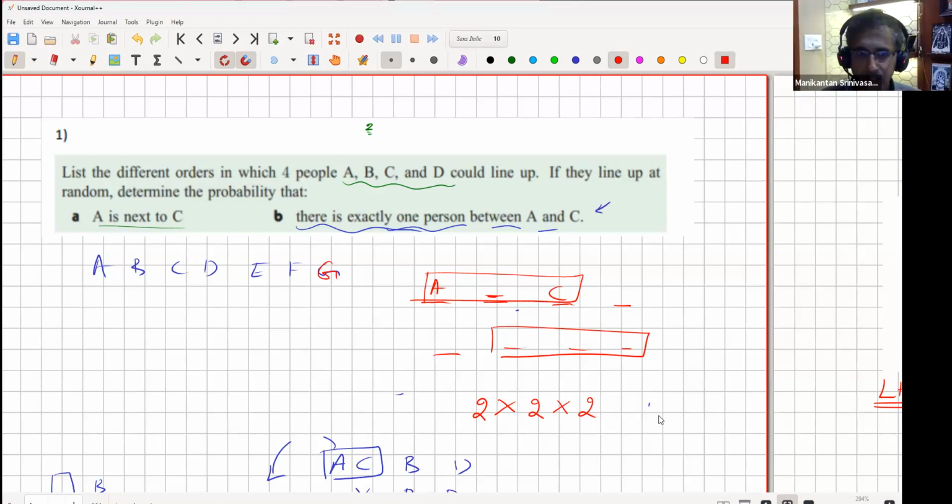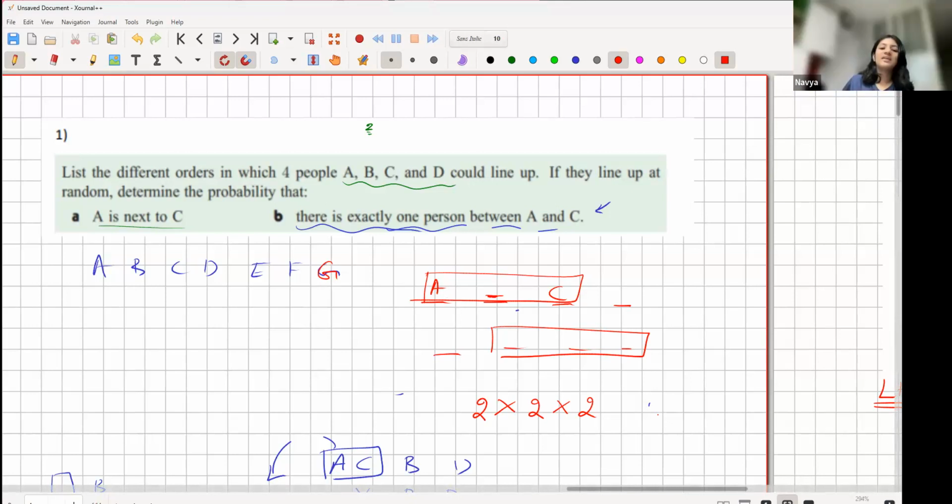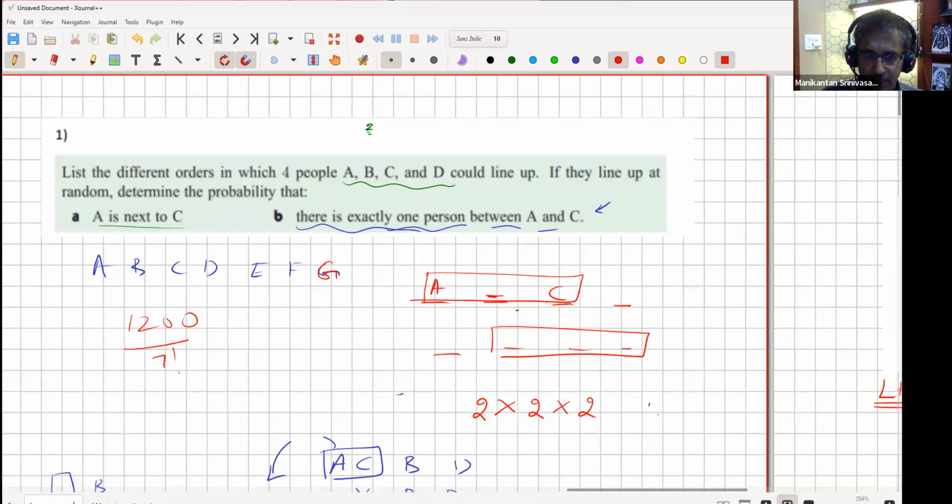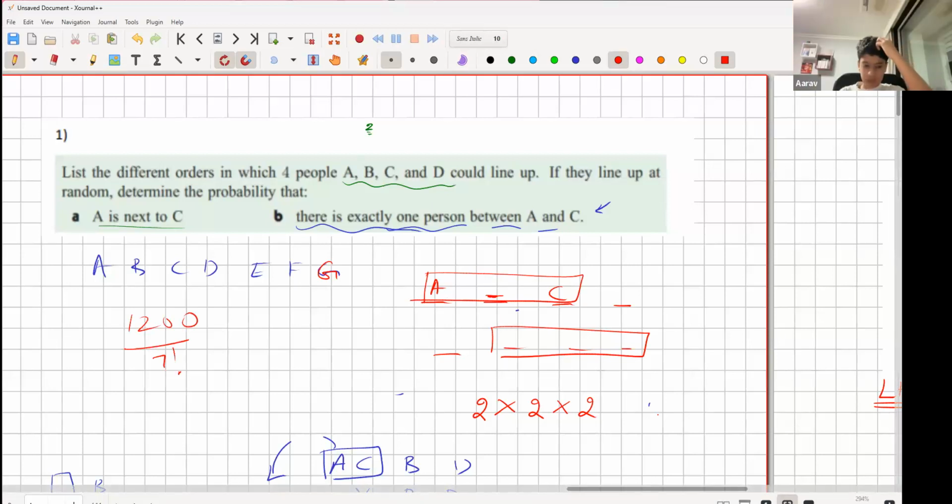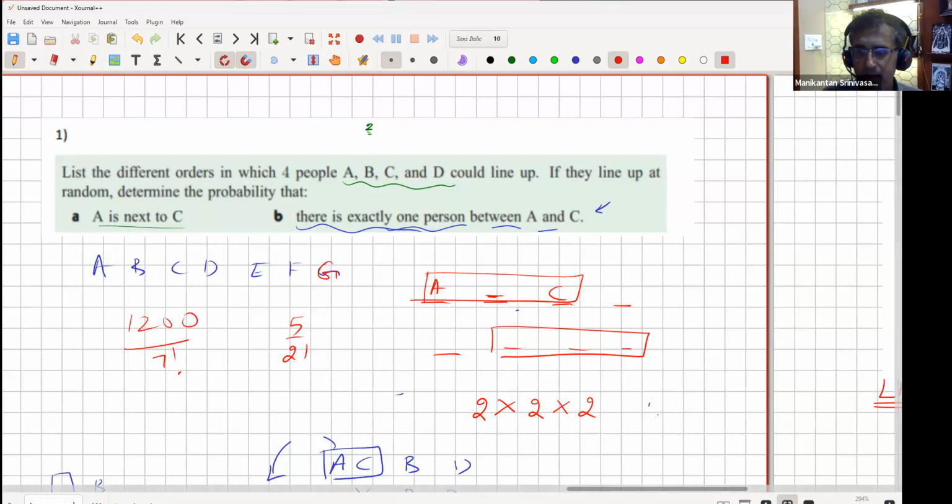Veer, I was asking you, were you able to figure out for A, B, C, D, E, F, G? Not really, sir. Okay. It's very logically similar to the one with 4 people, right? Navya, do you have an answer for 7? So I got 1200. It's probability. You mean 1200 upon something? I mean, probably you mean 1200 upon 7 factorial. Is that what you mean? Just check. Yes, I got 5/21, which is 1200 over 7 factorial. 5/21. Okay. All right. Let's hear from anyone else who got the same.